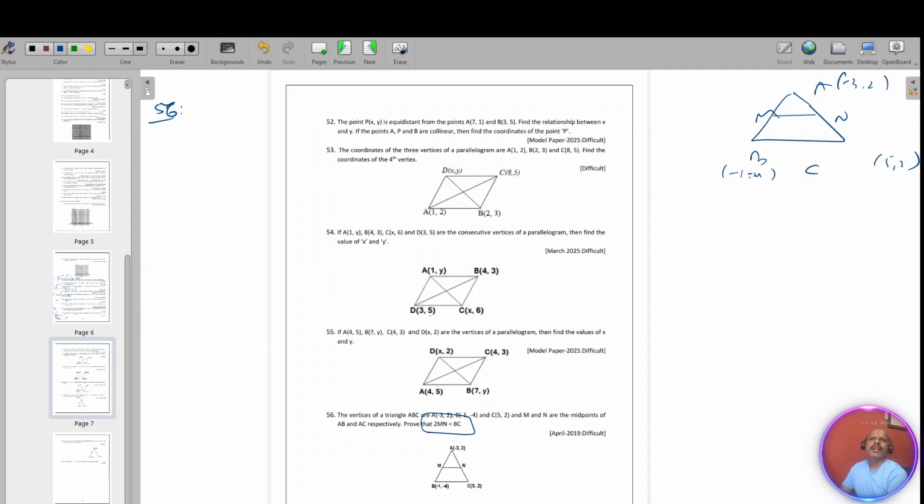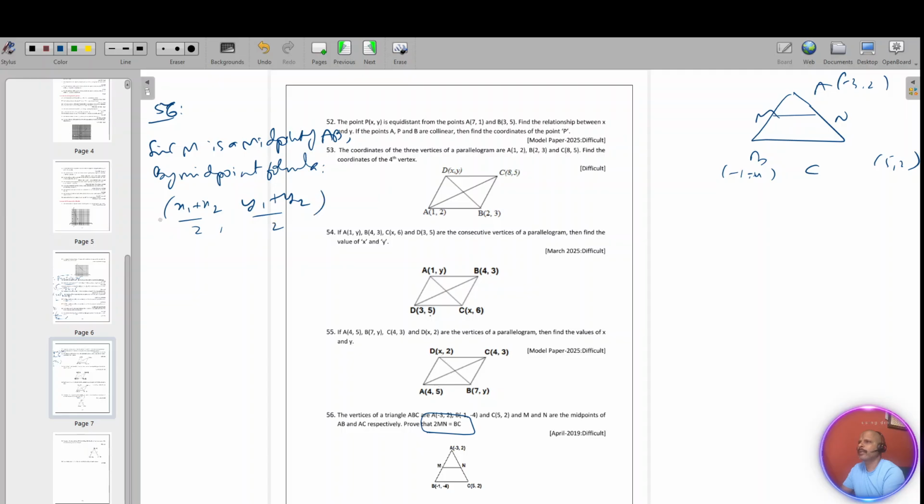M is a midpoint of AB, right? So you apply midpoint formula to get M. Okay, first you write the midpoint formula. Since M is a midpoint of AB, by midpoint formula, what we have? x1 plus x2 by 2, y1 plus y2 by 2, M coordinates, M of x, y. Okay. Therefore, M of x, y equal to what? x1, y1 is A coordinates, x2, y2 is B coordinates.